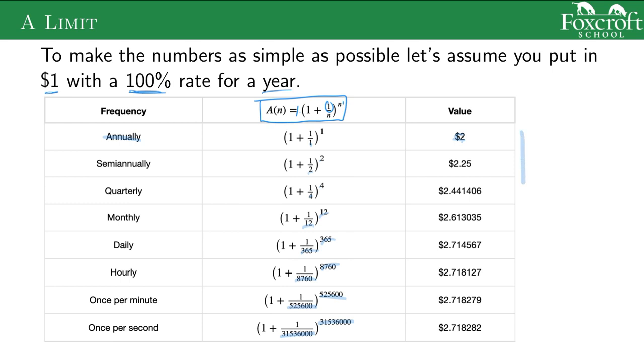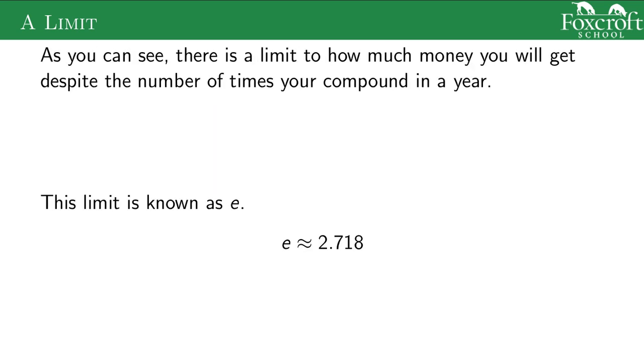But what you can see on the right-hand side is there's kind of a place where it stops. So it goes up to 2.7, and then 2.718, and it doesn't really get more than that. So there's kind of this leveling off point that happens no matter how much I compound my interest. And this is actually a really important mathematical concept, that there's this leveling off point, and it comes up so often in other situations and other equations that we give it a name and we call it e.